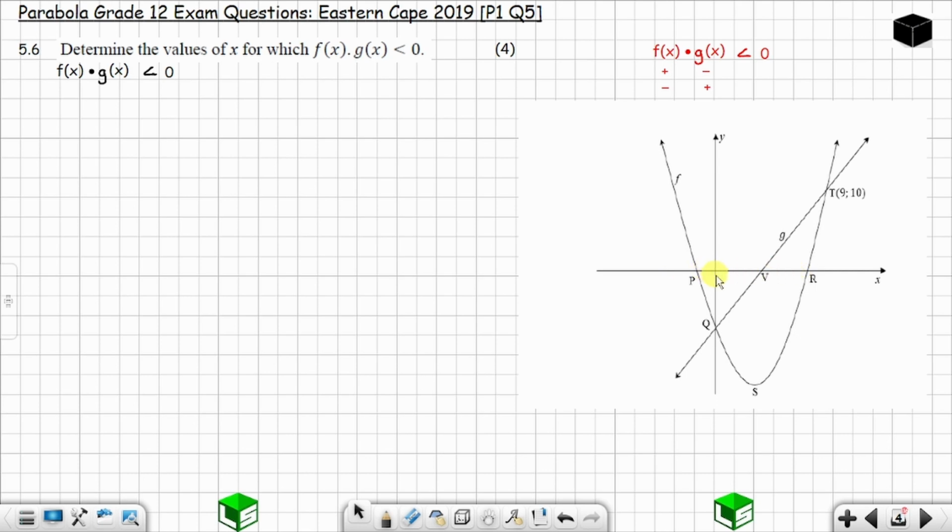The same is true for the graph of g, which is a line. You can see this part is below the x-axis. So the part below the x-axis is negative and the part above the x-axis is positive, right? Negative, positive, but 0 at the x-intercept. So there at the x-intercept, and there, and there, the graphs are equal to 0.